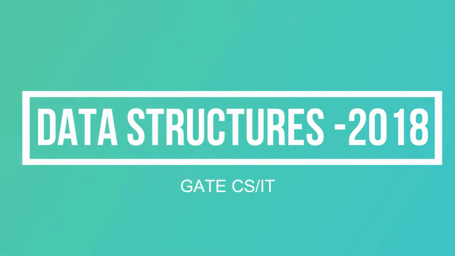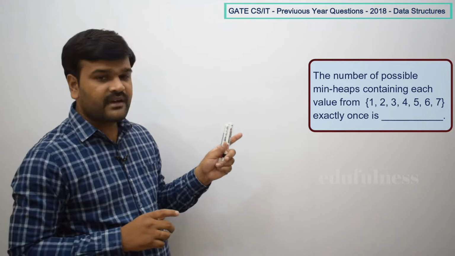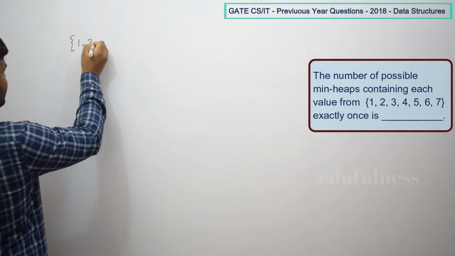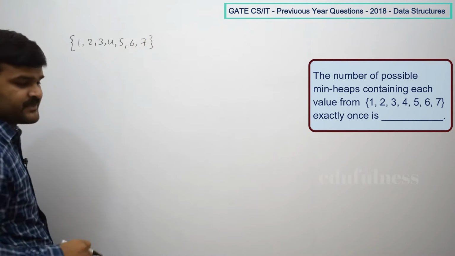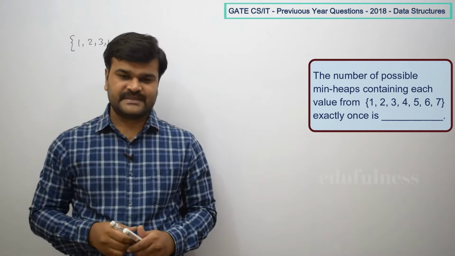Hi. So this is a question asked in the 2008 GATE CSIT exam from the data structures subject, and this question is from the heaps concept. He is asking for the number of min heaps possible from the given set of elements. In the set we have 7 elements: 1, 2, 3, 4, 5, 6, 7. With these 7 elements, how many min heaps are possible?